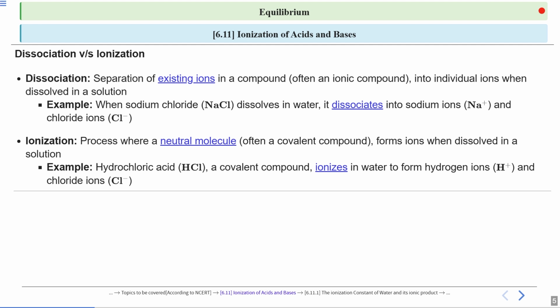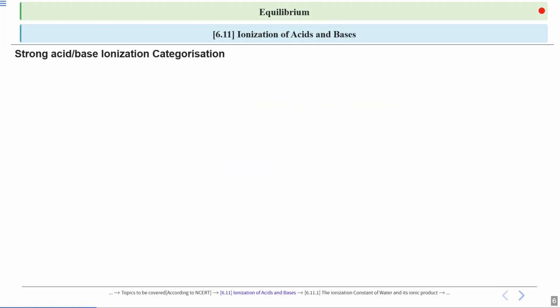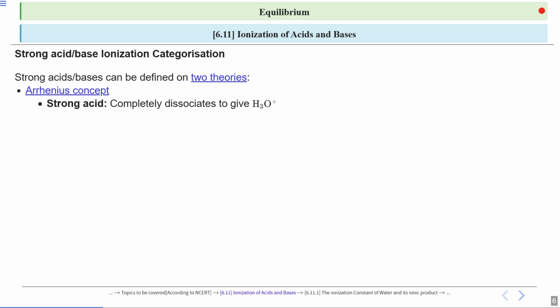Now we will move to the ionization part. First, we will look at the strong acid-base categorization on the basis of ionization. How will we categorize them? This can be explained through two theories. First is the Arrhenius concept, and second is the Bronsted concept.